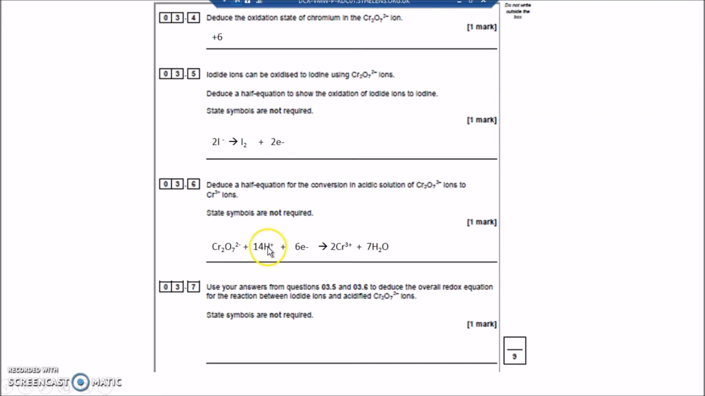I'm adding some H pluses to the left hand side, because the H pluses and the O's will make water, which I've added to the right hand side. Now this looks complicated, but it's not really. Forget about the electrons for now.